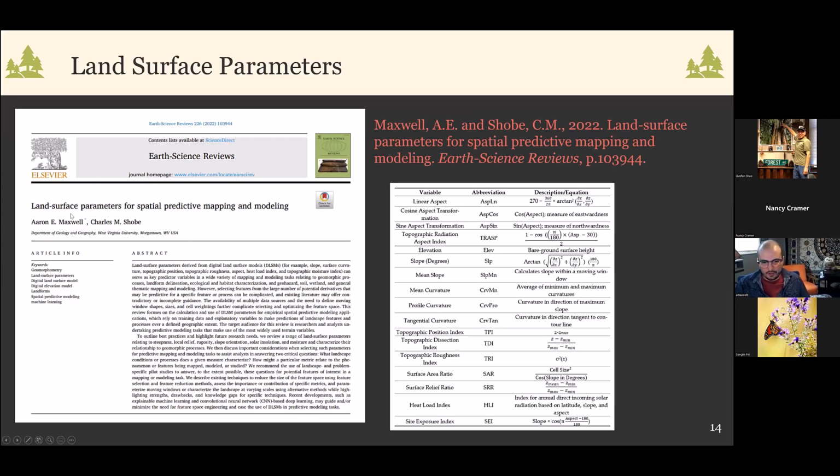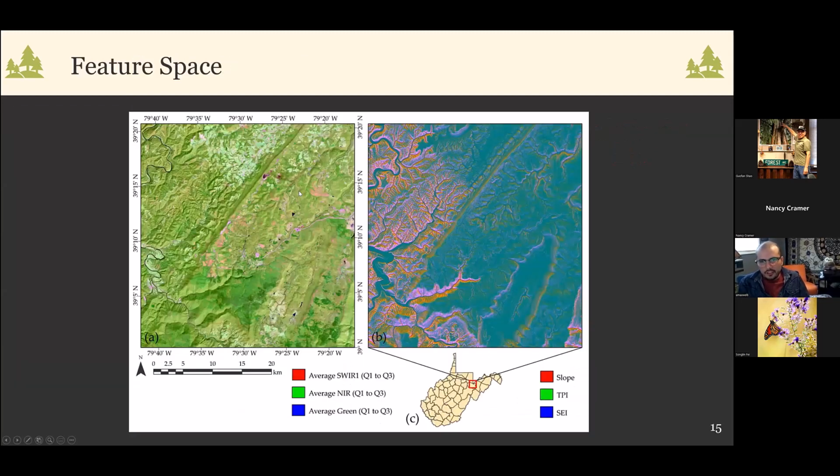Just last year, or I guess this year, Charlie Shobe, who's our geomorphologist here at WVU, and I put together a review article on the use of these types of metrics in spatial predictive modeling. That was in Earth Science Reviews, and it's open access if you're interested in looking at that. So anyway, what we ended up with was a feature space that incorporated spectral data and then also terrain characteristics.